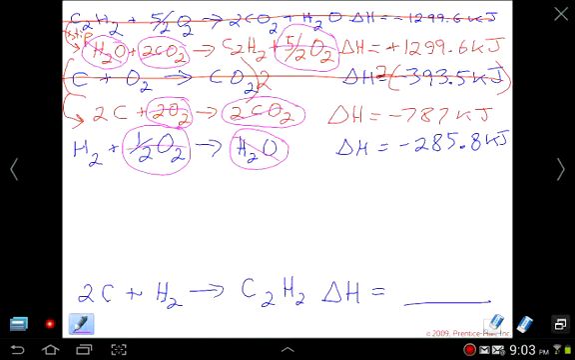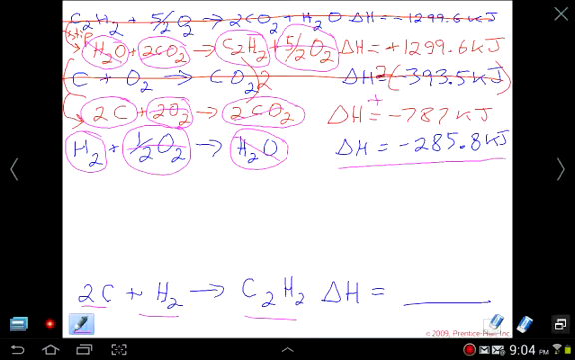What you're left with then, that did not cancel out, are 2 carbon on the left side of the arrow, an H2 on the left side of the arrow, and a C2H2 on the right side of the arrow. Exactly what we want in our final answer. So then, in order to calculate the delta H for this reaction, we simply add up all of our delta H's. And go ahead and do that to give a final amount.